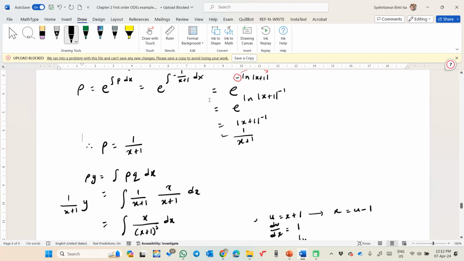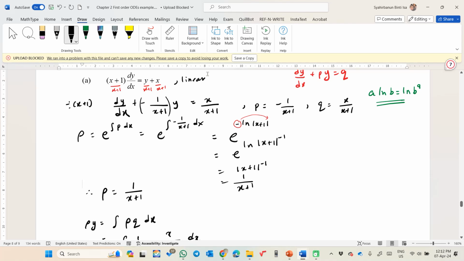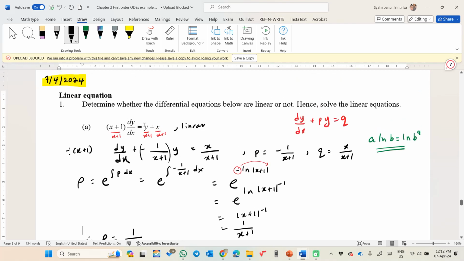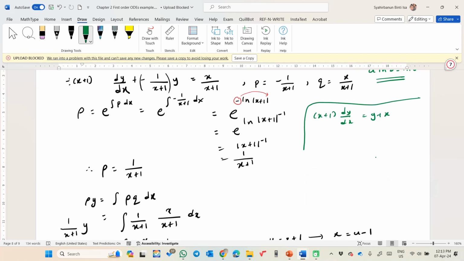For example one, once again we check whether it is also another type. Right here we have x plus 1 dy over dx equal y plus x. Is this dy over dx separable? So we try to separate. So dy over dx equals y plus x over x plus 1. This is not separable, because we cannot separate x and y.